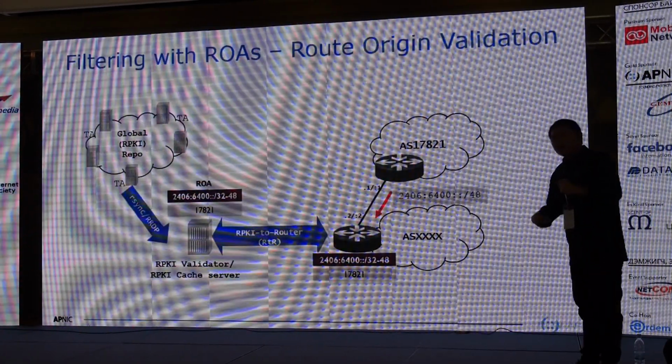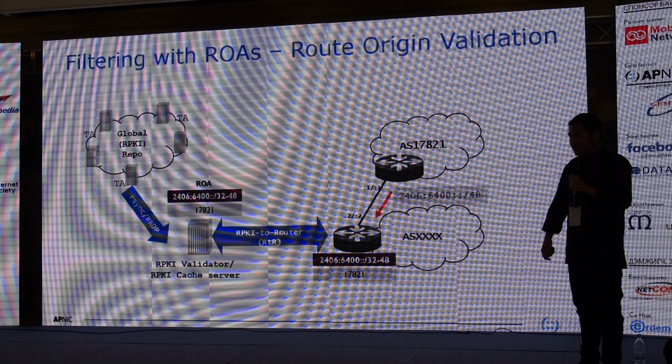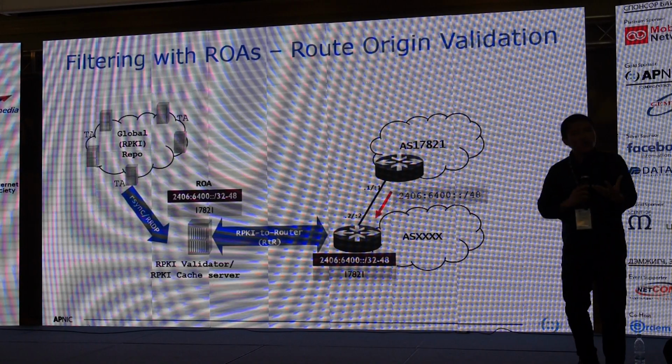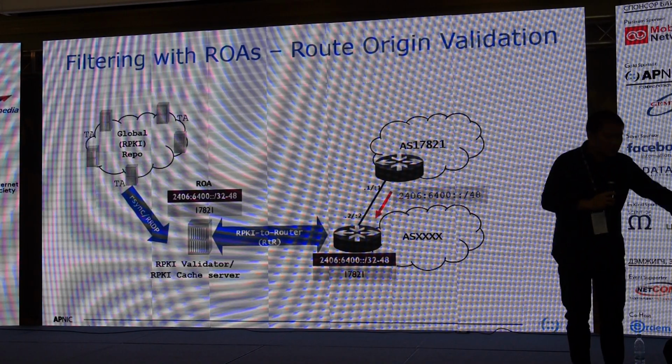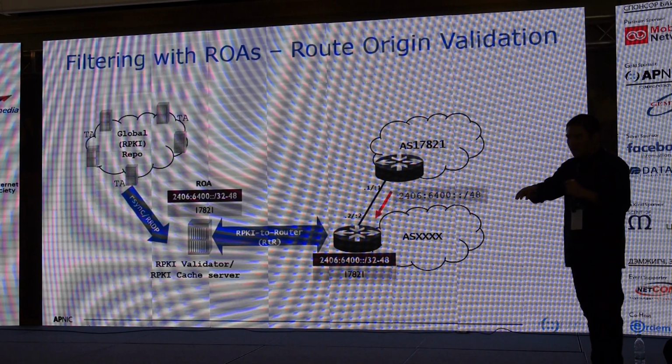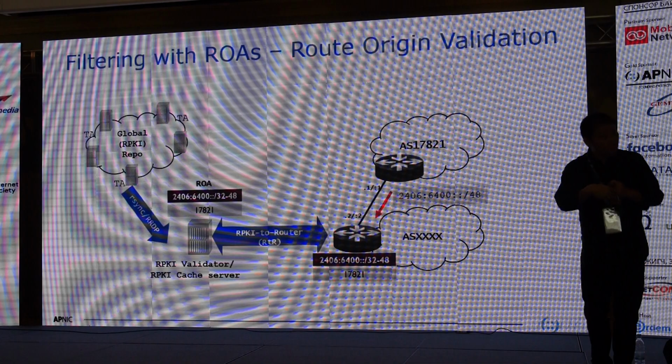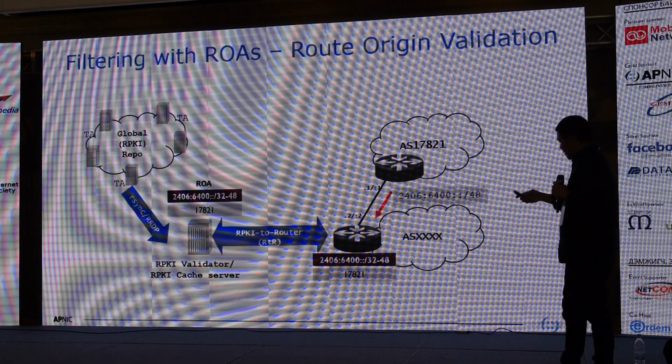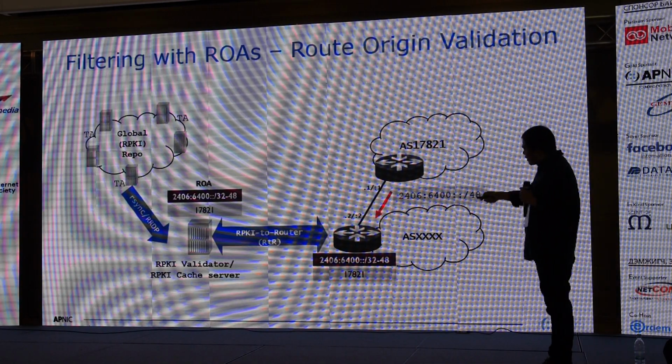And how can we use this digitally signed object? We are all engineers. We are used to filtering routes. We create prefix filters, AS path filters, this filter, that filter. So using ROAs, we can also start filtering routes now. So everyone creates their ROAs.